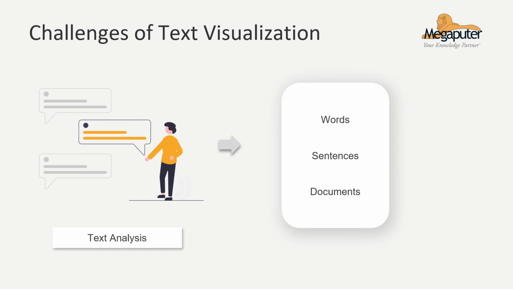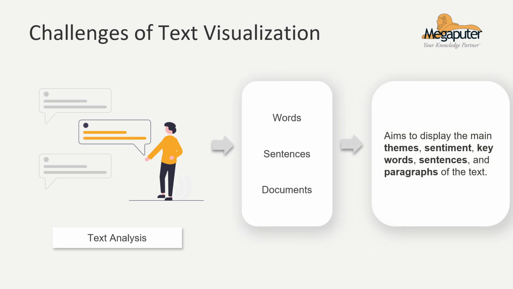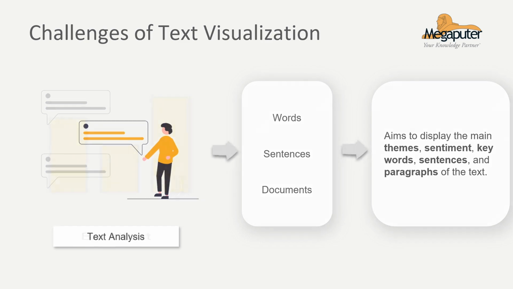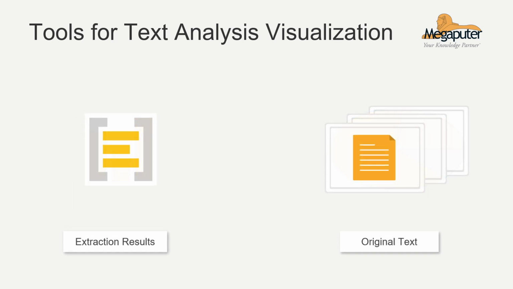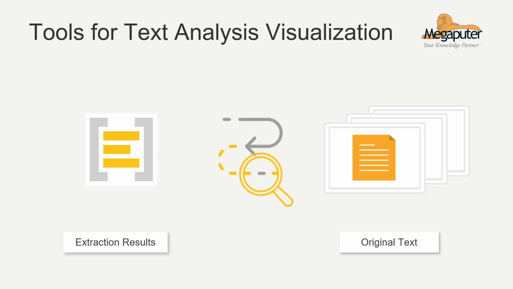This type of visualization is more complex, aiming to display the main themes, sentiment, keywords, sentences, and paragraphs of the text. Regarding visualization tools, both numerical and text analyses use common chart types such as bar charts, line charts, and pie charts to quantify data frequency, proportions, and trends. A key focus of text analysis is to establish the relationship between the extraction results and the original text, to help users better understand the logic and outcomes of text extraction, and to facilitate the verification of text extraction accuracy.